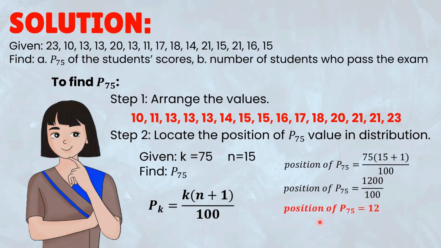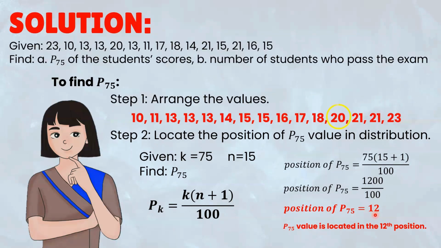So the position of percentile 75 value is in the 12th position. Since our answer after using the formula is a whole number, we don't need to proceed to step 3, which is interpolation. We directly locate our percentile 75 value in the arranged values in step 1.